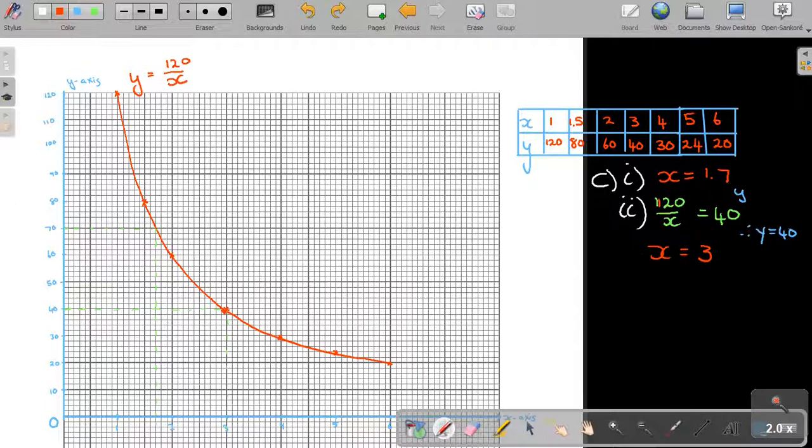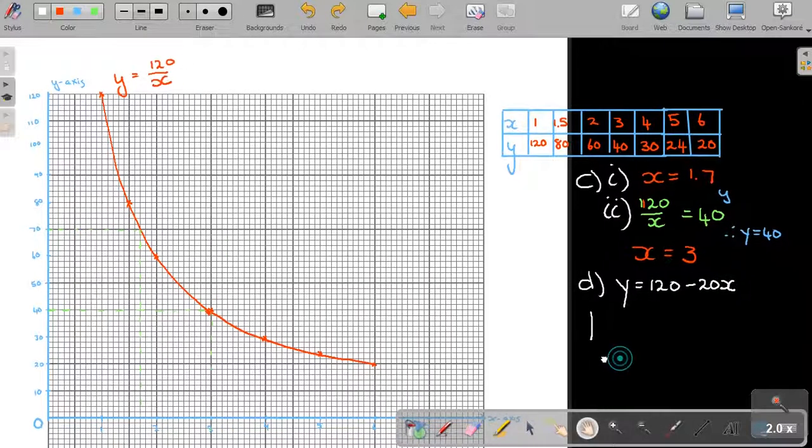Okay, and then the next one, if I look at this, then they say number D, on the same grid, draw the graph. So I'm just going to show you now. Number D, on the same grid, draw the graph y equals 120 minus 20x. So in this case, if I'm going to write this down, I must create my own table.